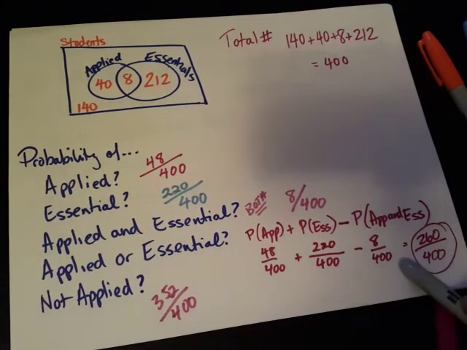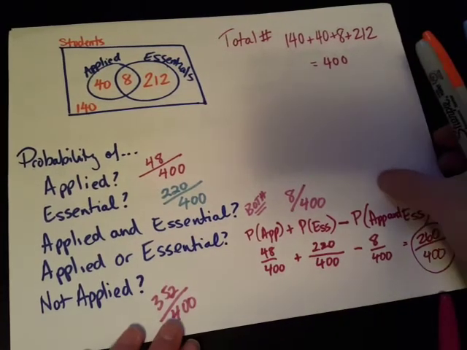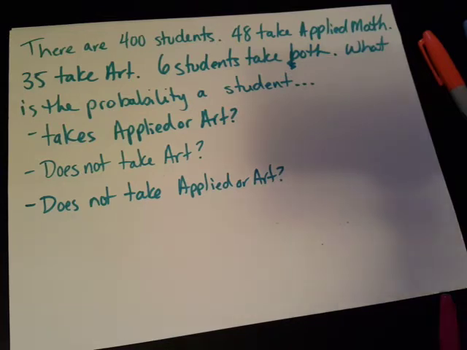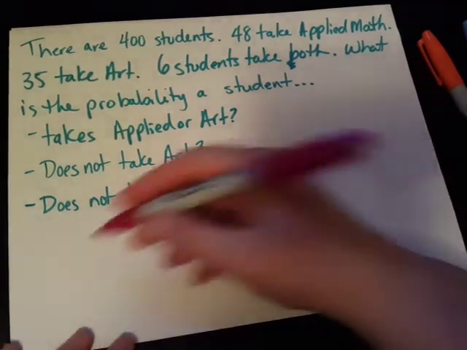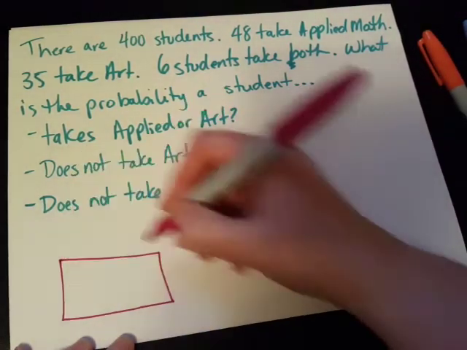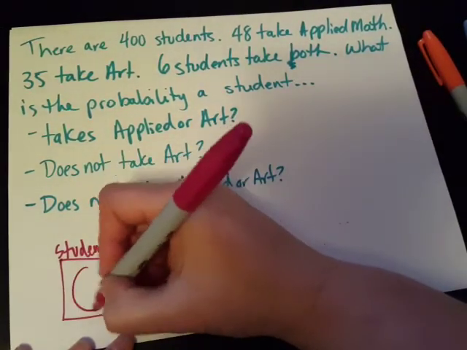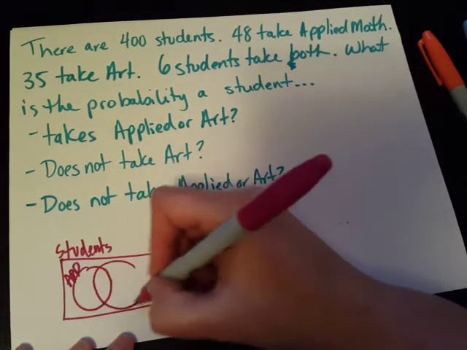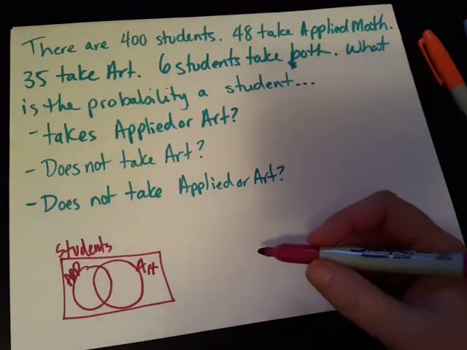So let's take one more look at another question kind of like this that's showing us our non-mutually exclusive formula. So here now we can kind of create the whole piece. We've got 400 students total. We know 48 are going to take applied math. We know 35 are going to take art. And we know 6 take both.